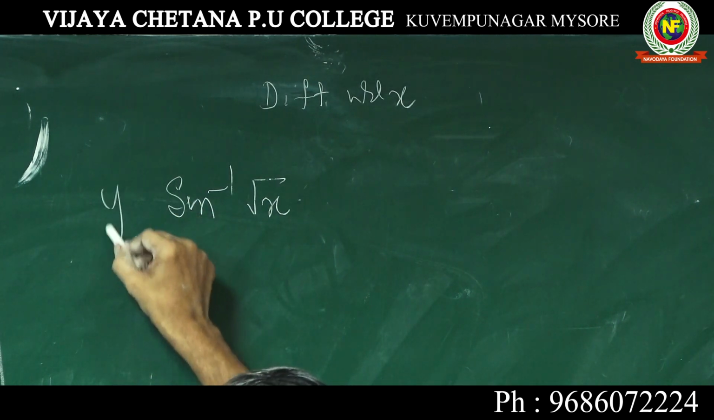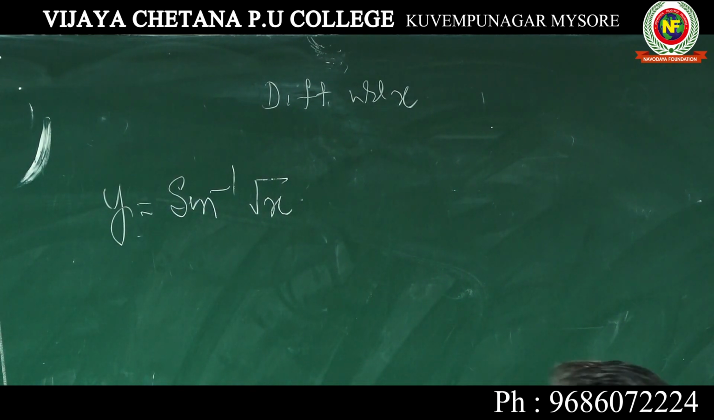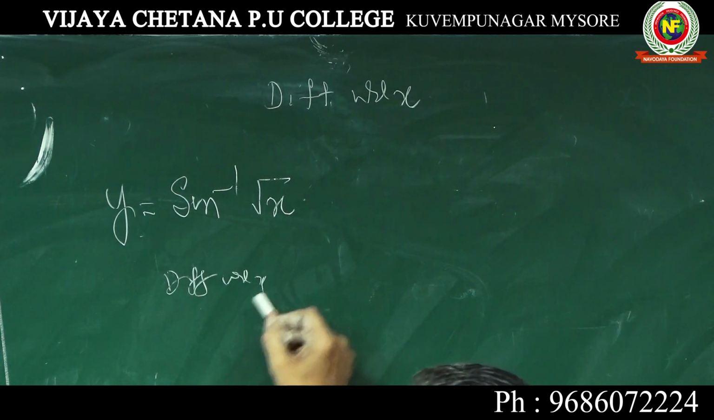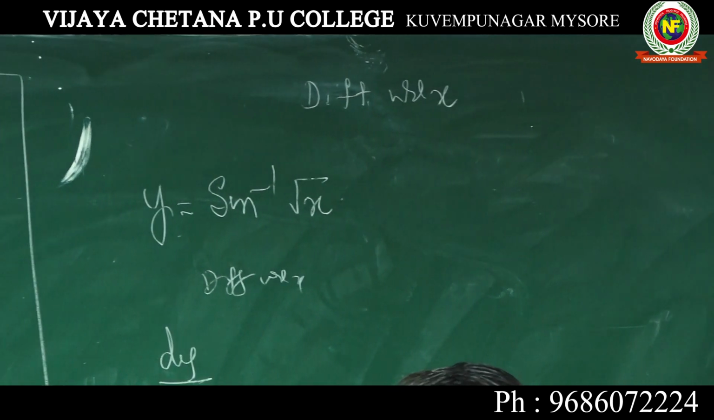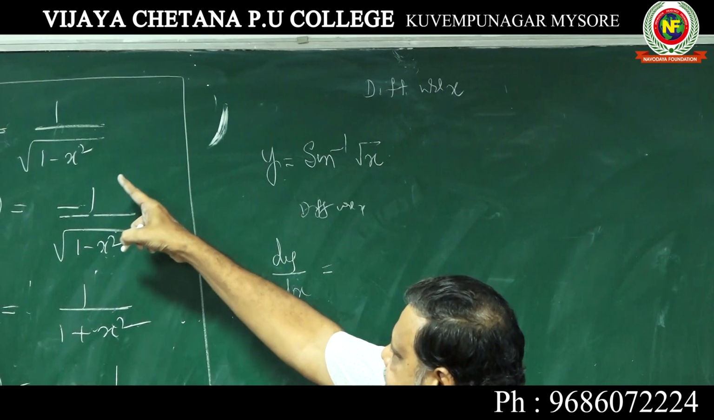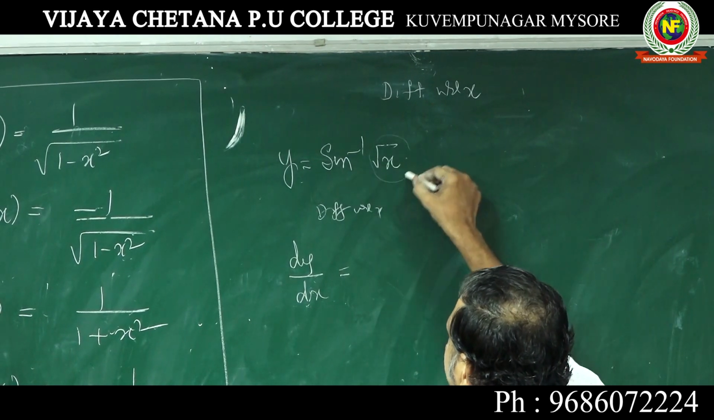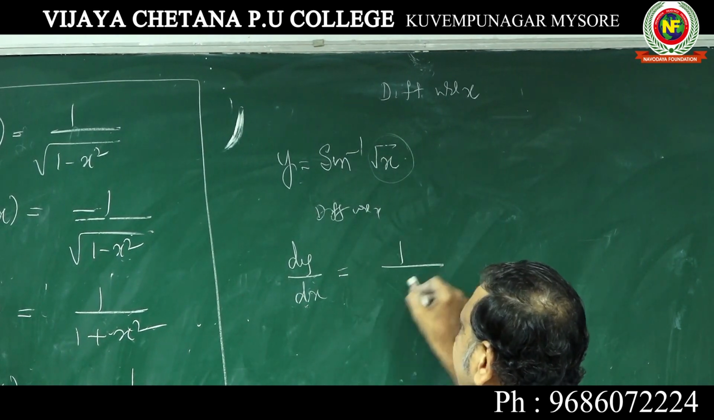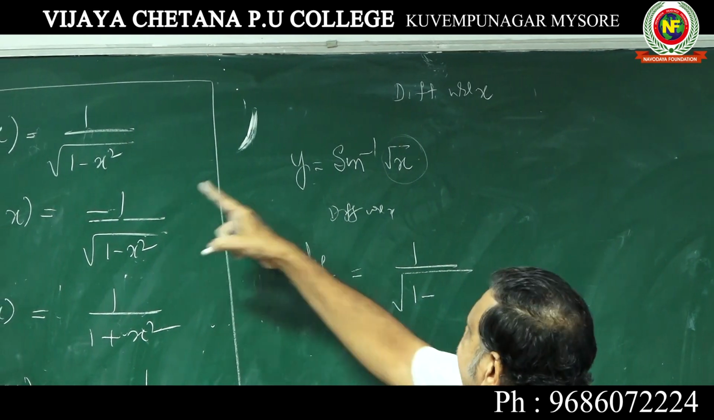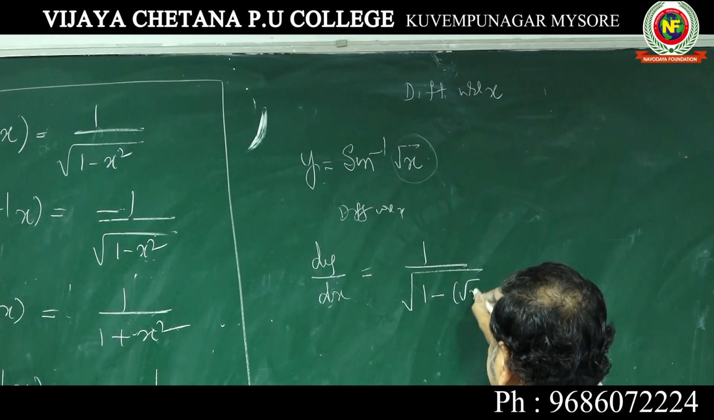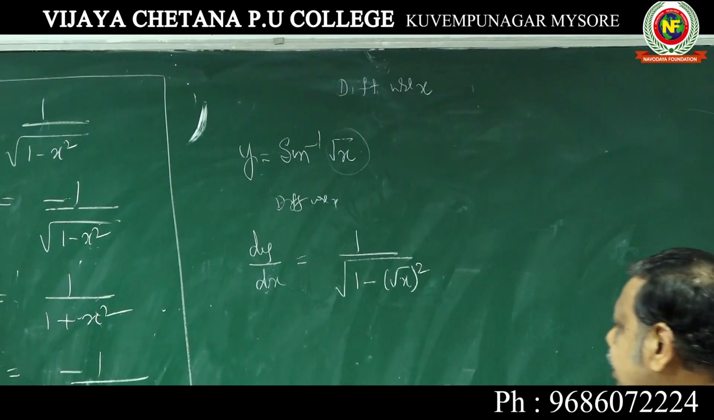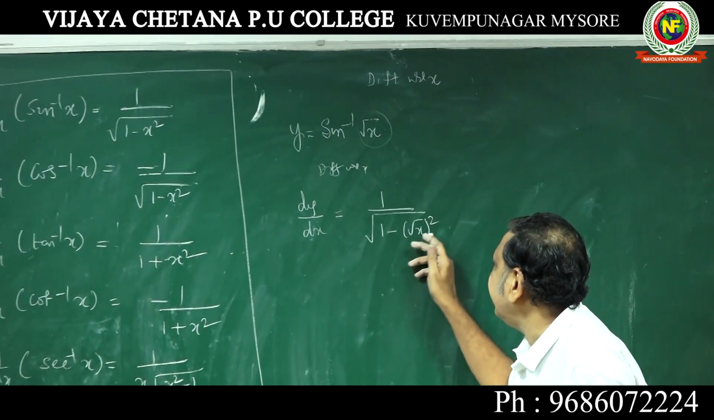So take it as y. y is equal to sin inverse root x. Differentiate with respect to x. dy by dx is equal to 1 over, you know what is the differentiation of sin inverse x? Here this you can take as x. So 1 over root of 1 minus x square. Instead of x, you should write root x whole square. Very important thing.